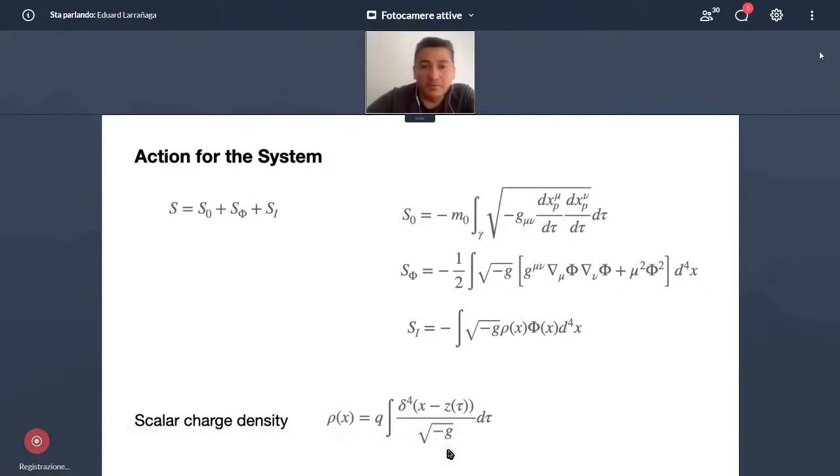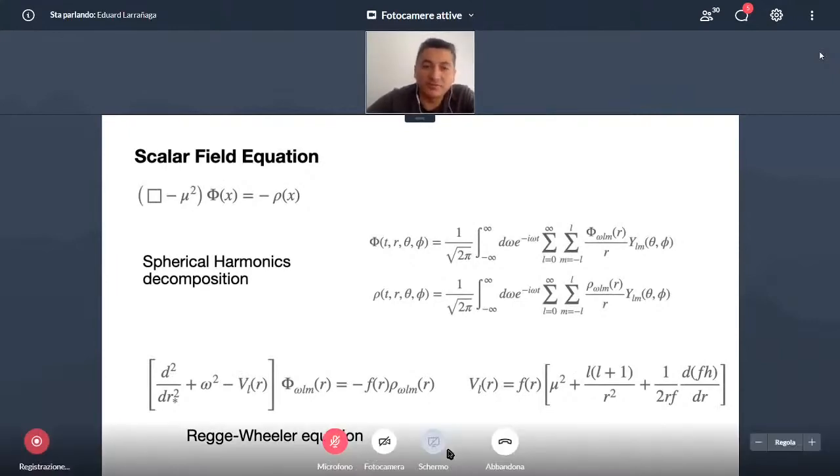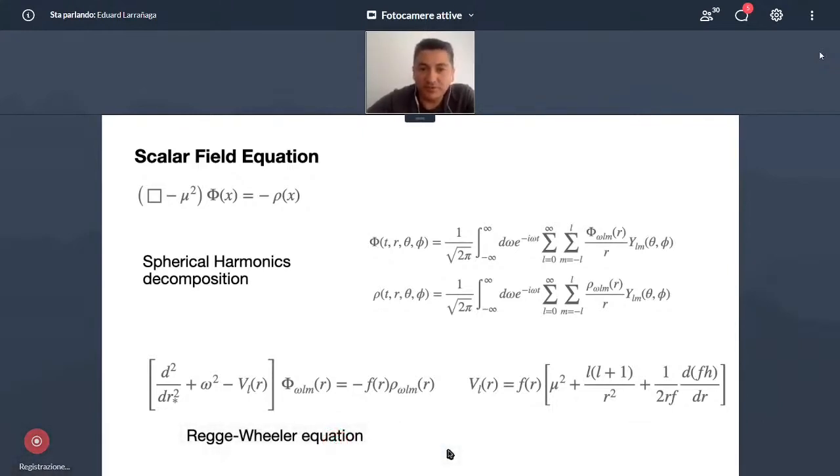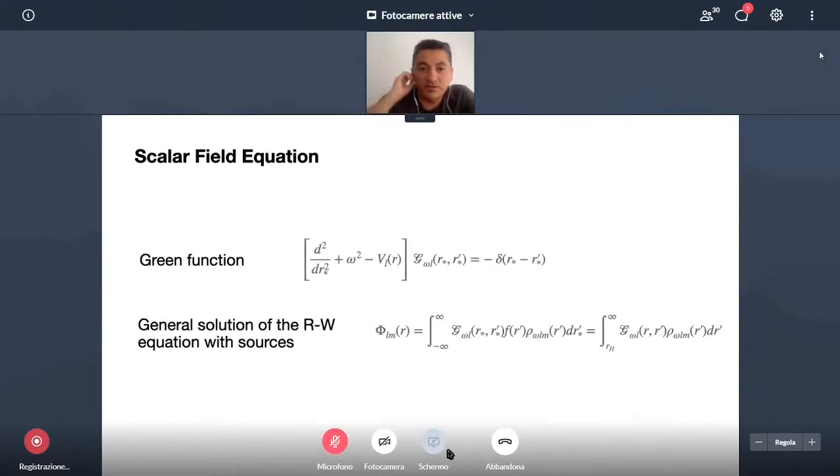We begin by obtaining the field equation for phi. Due to the staticity and the spherical symmetry of the spacetime, we can introduce the decomposition in spherical harmonics for both the field and the density. Replacing this expression into the field equation, we obtain the well-known Regge-Wheeler equation with sources, in which we identify the potential V in terms of the function f and the function h.